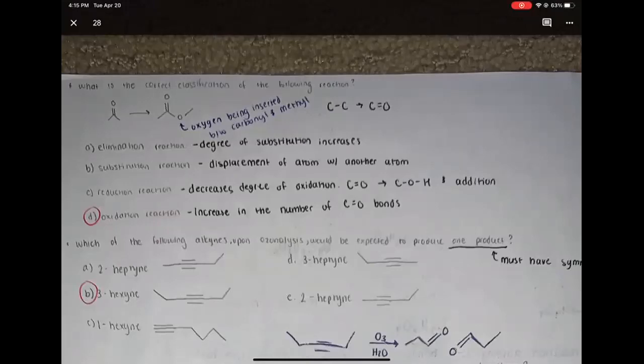Elimination reactions are when the degree of substitution increases. Substitution reactions are when there's displacement of an atom with another atom. So we're literally just getting rid of it and not adding anything else. We're just substituting that little bit. Reduction reactions are when we decrease the degree of oxidation. So for example, when a carbonyl becomes an alcohol. But over here, we do have an oxidation reaction because we are clearly adding on another carbon.